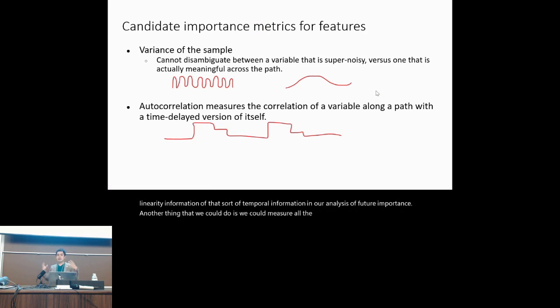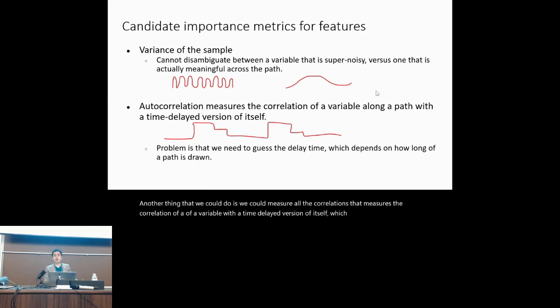Another thing that we could do is measure all the autocorrelations. That measures the correlation of a variable with a time-delayed version of itself, which works a little bit better, but the problem is you need to guess the delay time, which depends on how long a path is, how long you draw the path, and exactly the path you take.